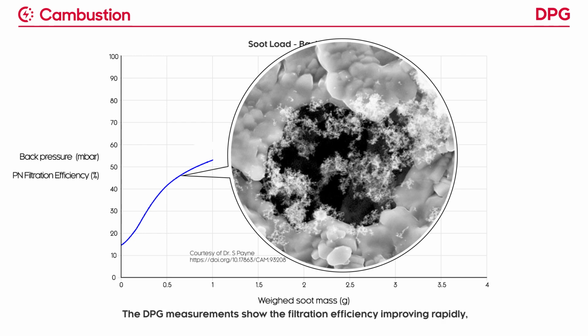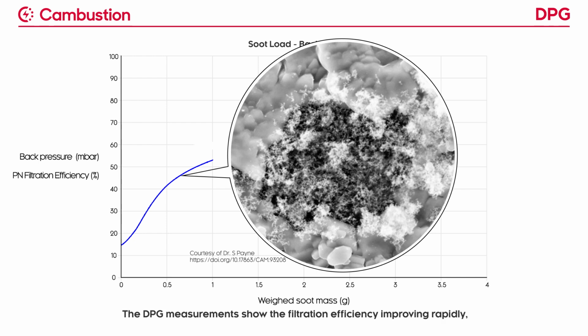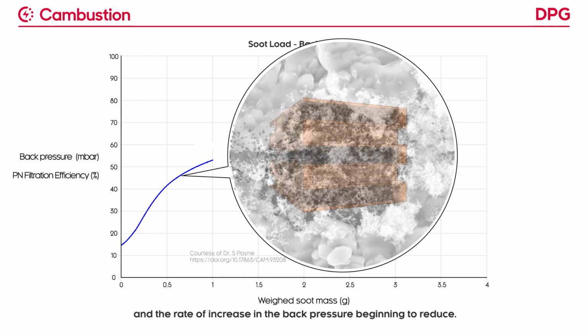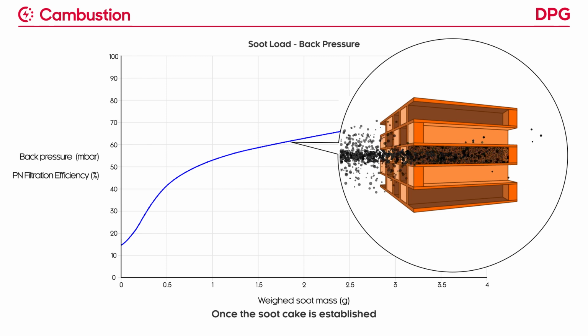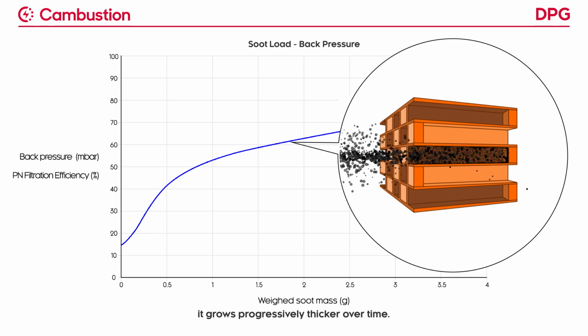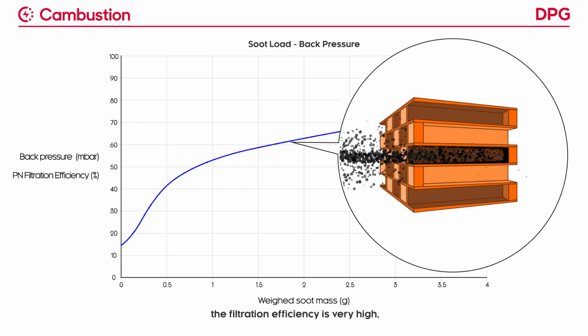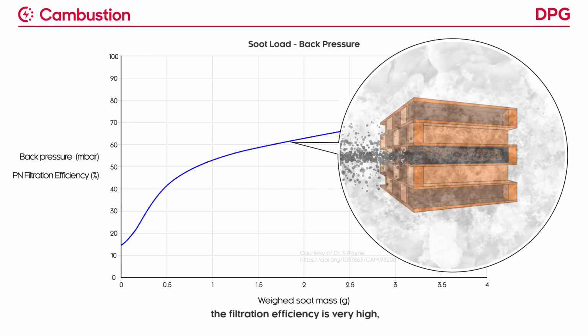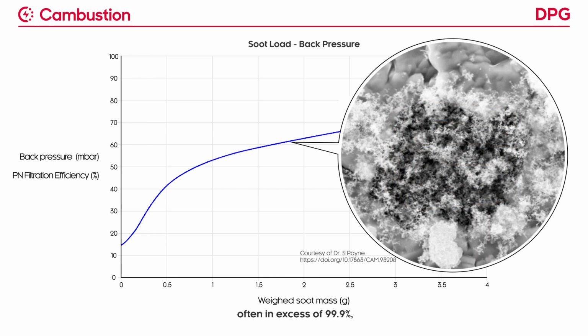The DPG measurements show the filtration efficiency improving rapidly and the rate of increase in the back pressure beginning to reduce. Once the soot cake is established, it grows progressively thicker over time. Now, unless there is damage to the filter, the filtration efficiency is very high, often in excess of 99.9%, and the increase in back pressure is almost linear.